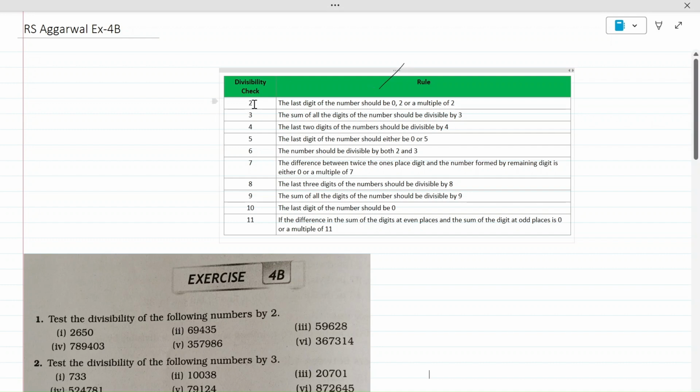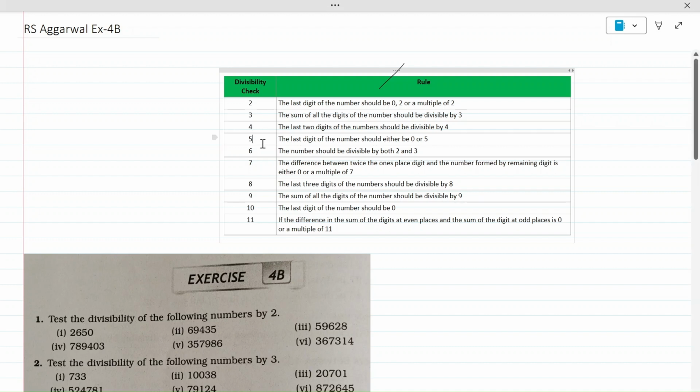First we have number 2. If we have to check that a number is divisible by 2, the rule says the last digit of the number should be 0, 2 or a multiple of 2. Or you can also say it can be any even number. Then for 3 we have the sum of all the digits of the number which we are going to check. It should be divisible by 3. Okay. Then we have 4. So for 4, the last two digits of the given number should be divisible by 4. See kids, we have already done this and we have done the questions based on these.